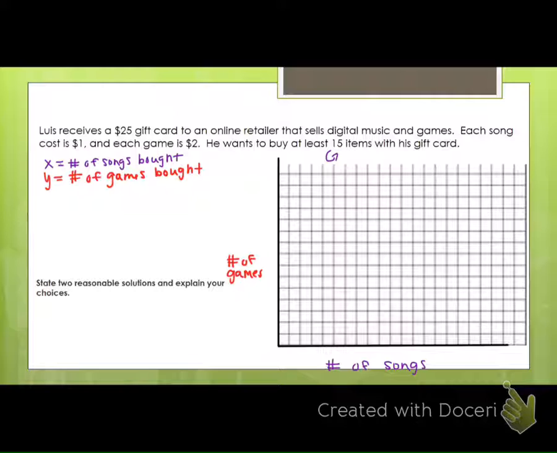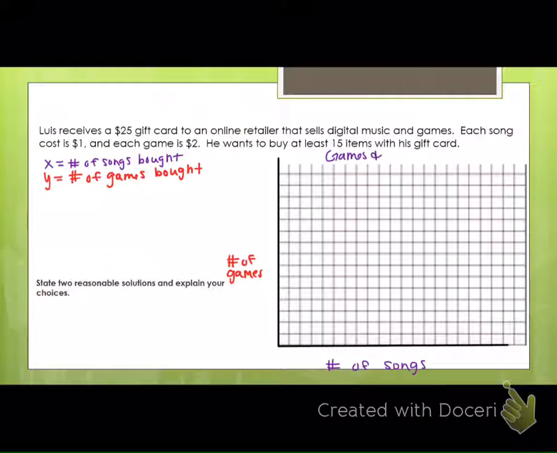Games and songs purchased by Lewis. Games and games, I didn't mean to.